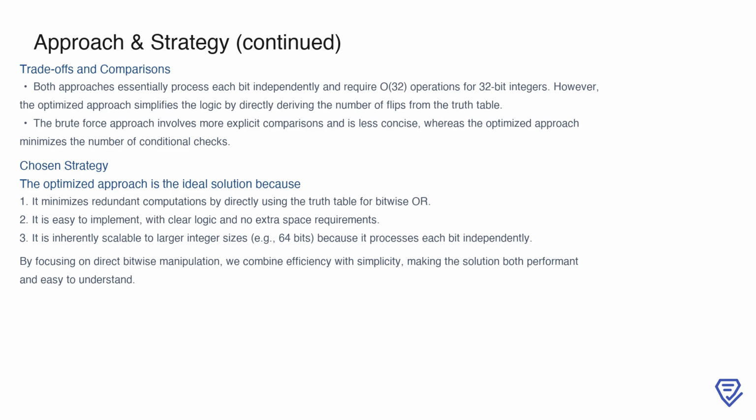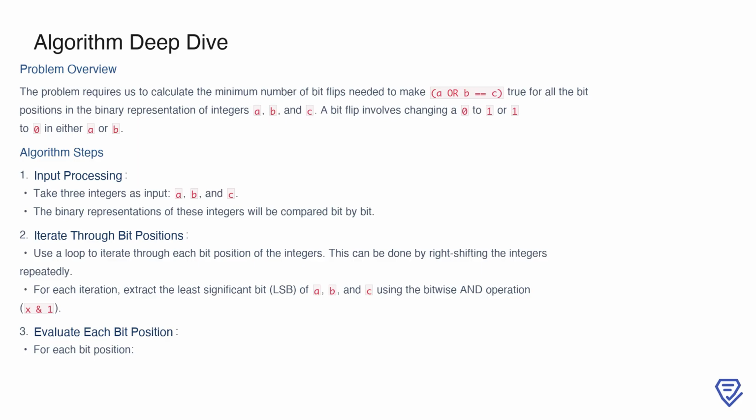To solve this problem, we need to determine the minimum number of bit flips required to ensure that the condition A OR B equals C holds true for all bit positions in the binary representation of the given integers A, B, and C. A bit flip means toggling a bit from 0 to 1 or from 1 to 0. First, we process the input by taking the integers A, B, and C. Then, we evaluate their binary representations bit by bit.